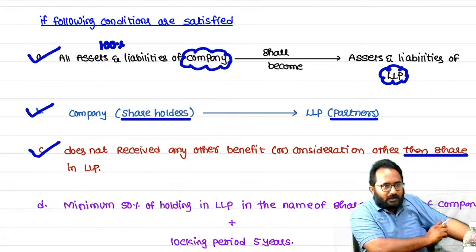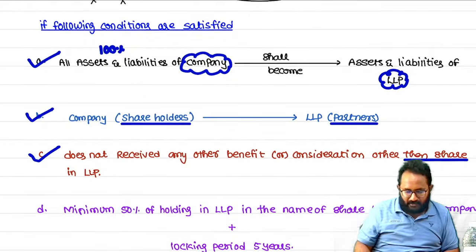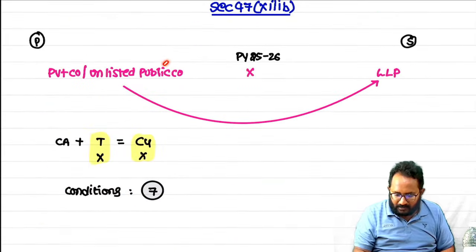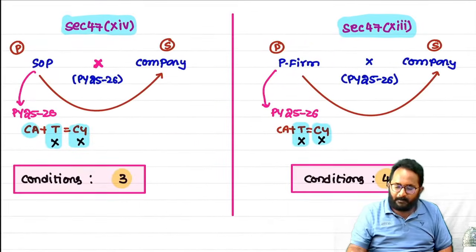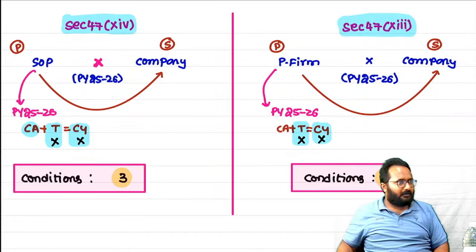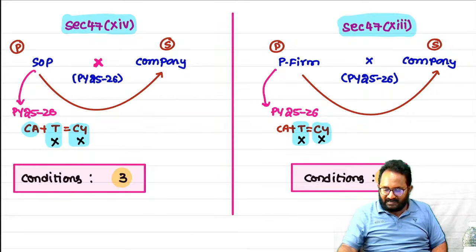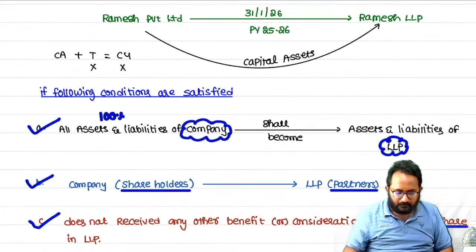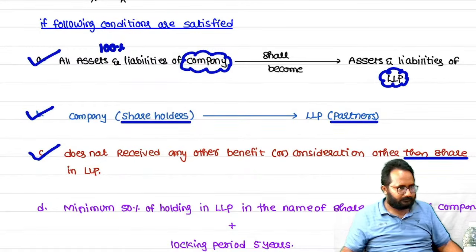Understood? Yes, if any disinterested person is there in your company, or any disinterested partner is there in your partnership firm, first we will dismiss him. Then all are okay to convert. Now you can convert, and then these conditions will be satisfied. Understood? This is an 8 mark question given in earlier exams.